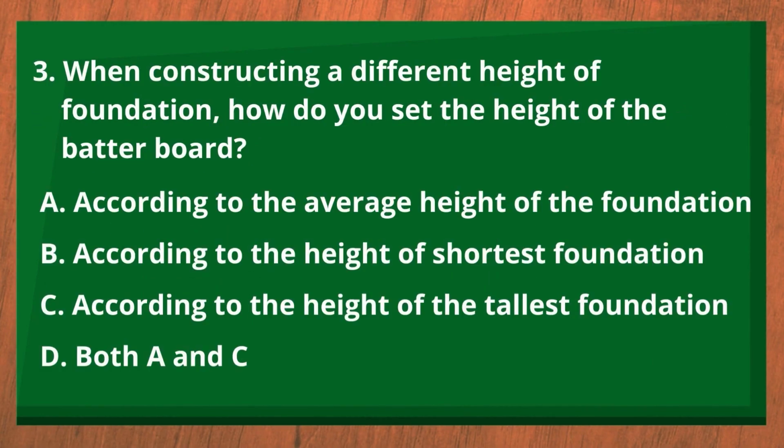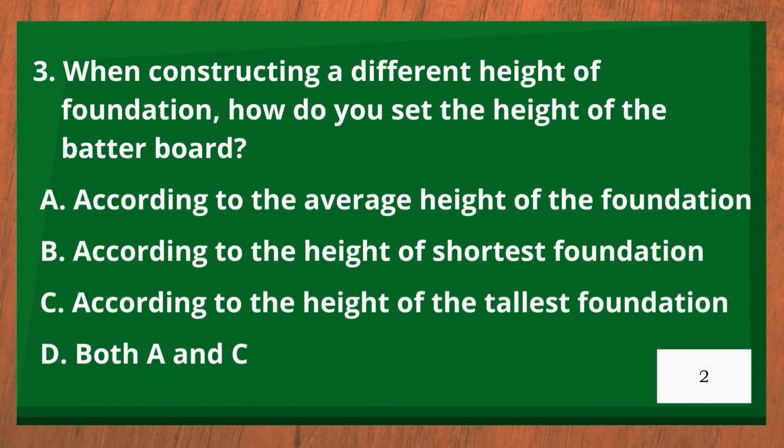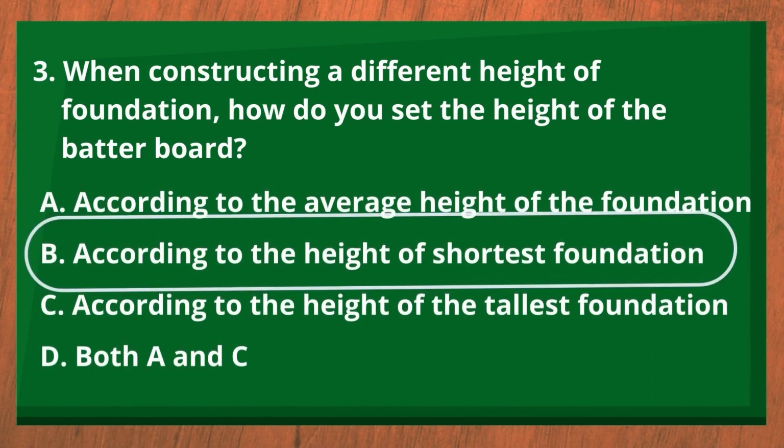Number 3. When constructing a different height of foundation, how do you set the height of the batter board? A. According to the average height of the foundation. B. According to the height of shortest foundation. C. According to the height of the tallest foundation. D. Both A and C. The answer is B. According to the height of shortest foundation.